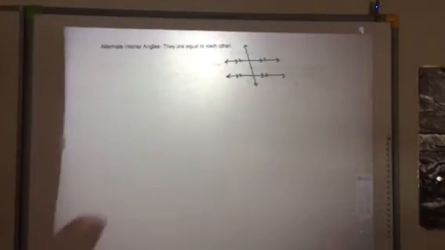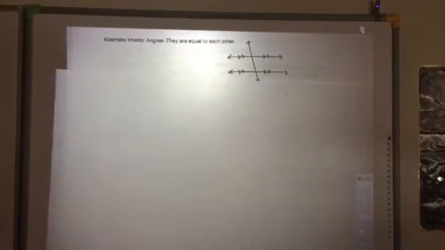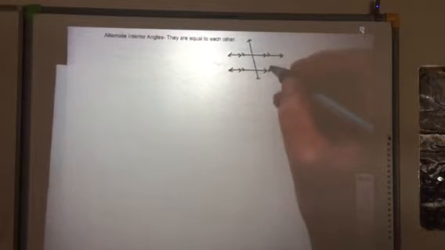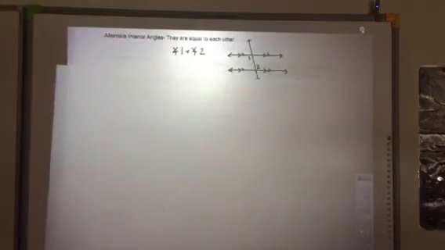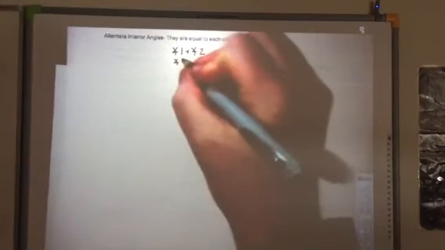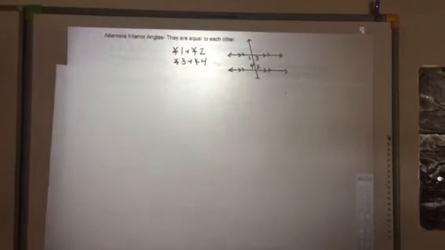Next, alternate interior angles. They are equal to each other. So interior means they're inside the parallel lines. Alternate means they're on the opposite side of the transversal. So angles 1 and 2 are alternate interior. Angles 3 and angle 4 are alternate interior.